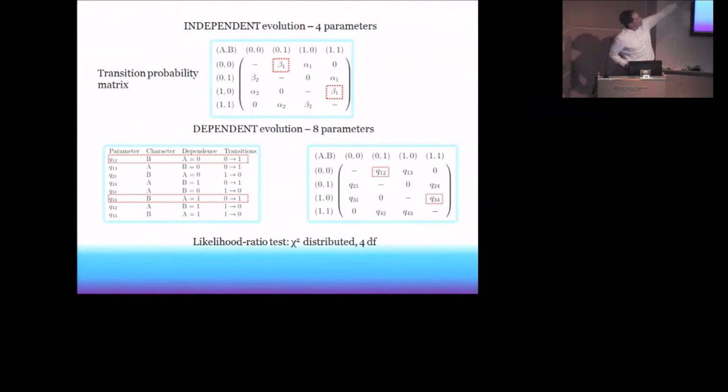And in both cases, character B is going from state 0 to state 1. So gene B is being gained. But because there's a dependency, I need different parameters for these two. Because now gene B actually cares whether A is present or not. So A is influencing the probability of B being gained or lost. So below, we have the more complex model.